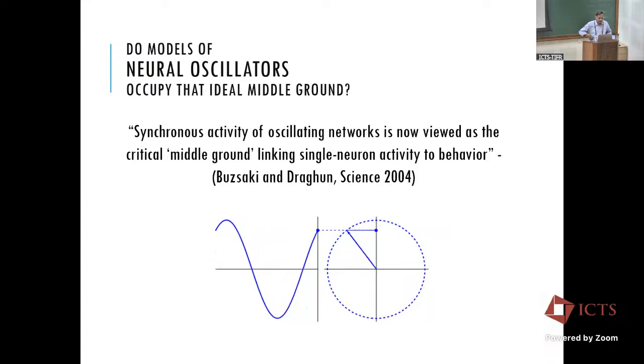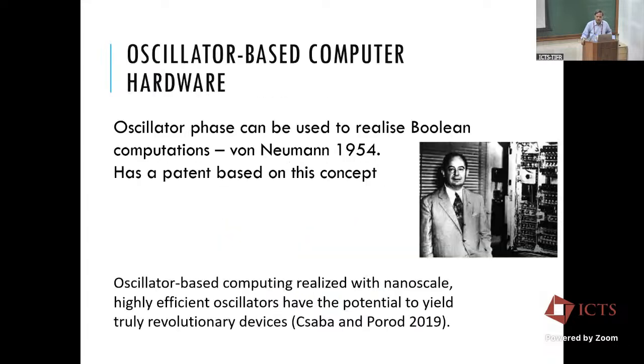So I cite here again a famous paper by Buzsaki and Draguhn. Synchronous activity of oscillator networks is now viewed as that critical middle ground. So if you are seeking that middle ground, that sweet spot, talk in terms of synchronized oscillations. That's where the secret seems to be. And oscillators are becoming popular not only in neuroscience, but also in the artificial neural network community, for a whole different reason.